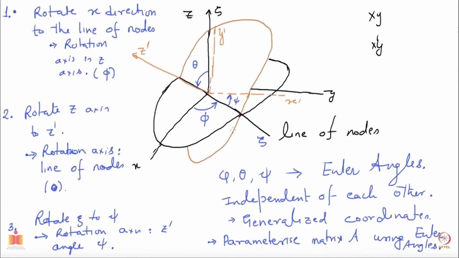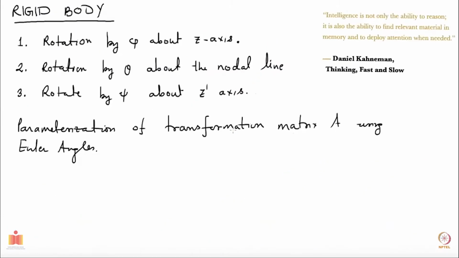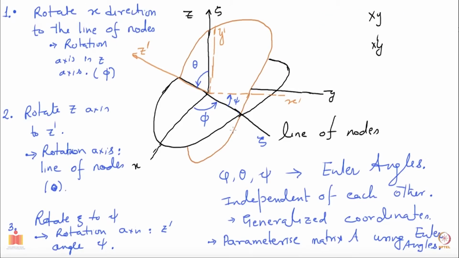Yes. So I hope you recall this. I have summarized it here. So, rotation by phi about the z axis. You see here the first rotation was about the z axis, which was by an angle phi.